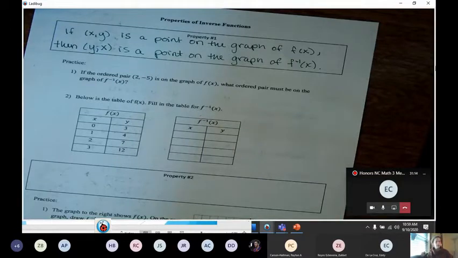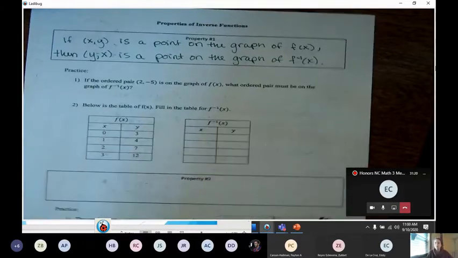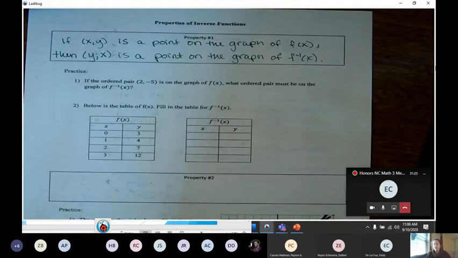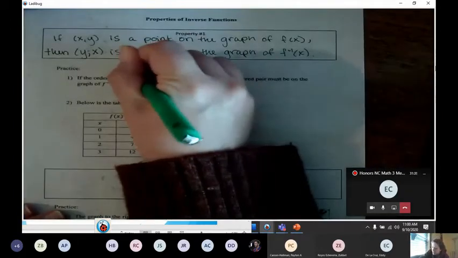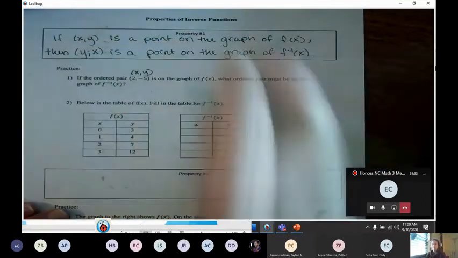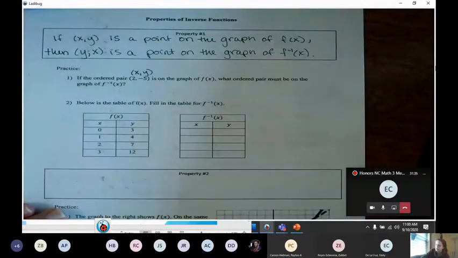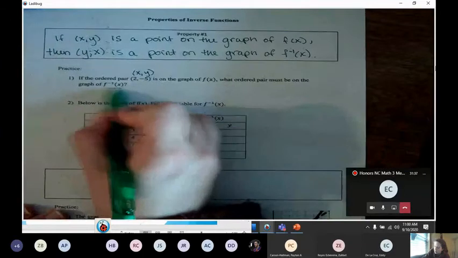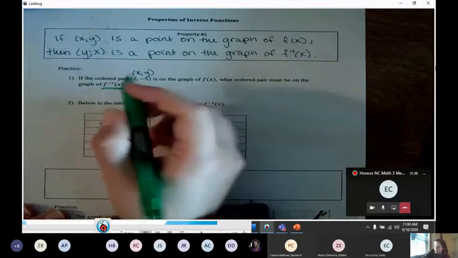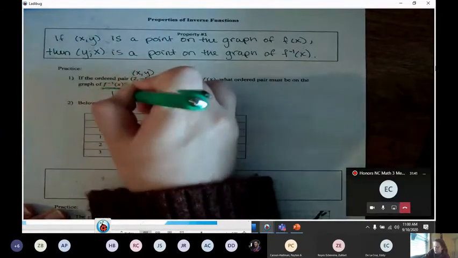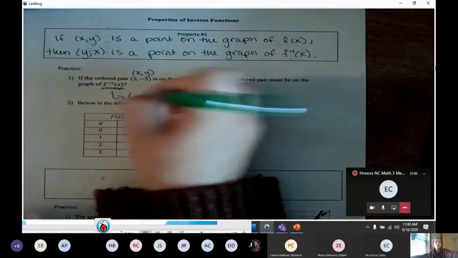Okay, so we're going to do these practice problems. These should be pretty quick to run through. So it says if the ordered pair 2, -5 is on the graph of f, what ordered pair must be on the graph of f inverse? So 2, -5 is the x comma y point on f of x. All right, so it's asking what point is on f inverse. Remember that f inverse should be y comma x.